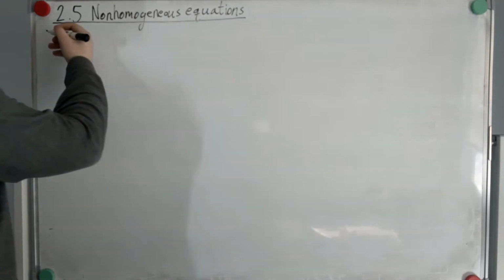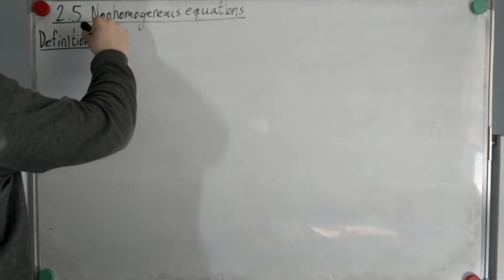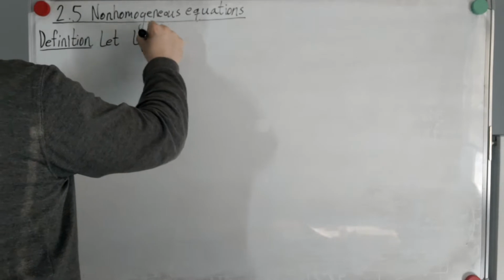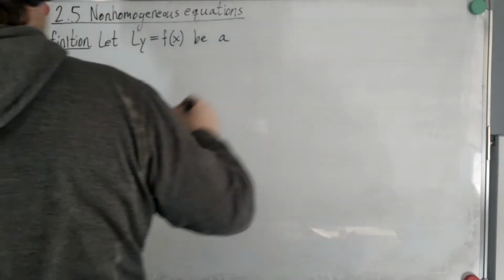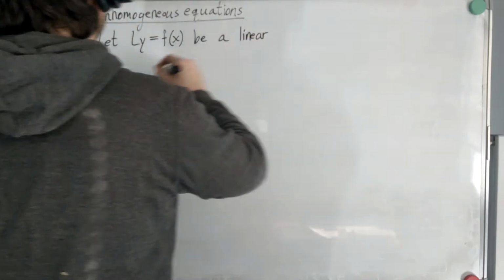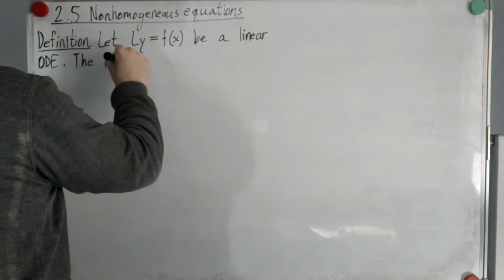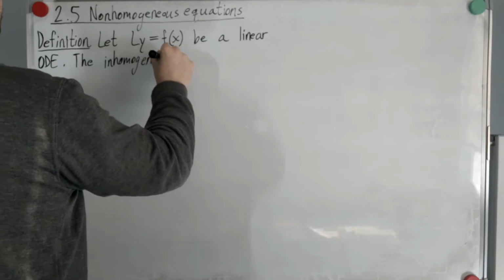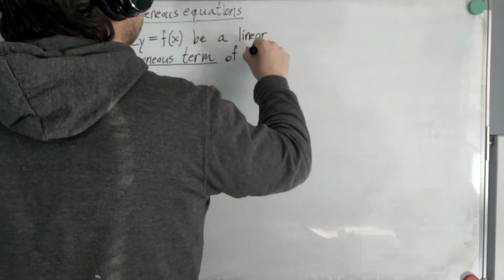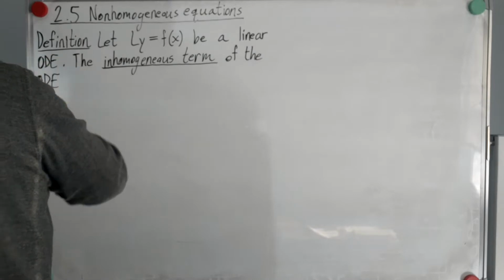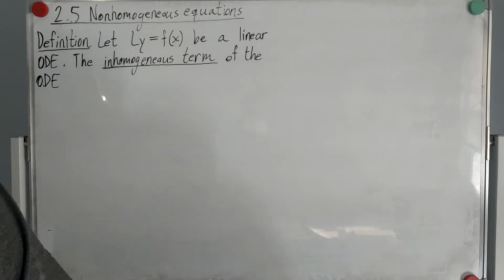So, definition. Let Ly equal f of x be a linear ODE. The inhomogeneous term of the ODE is the function f of x.